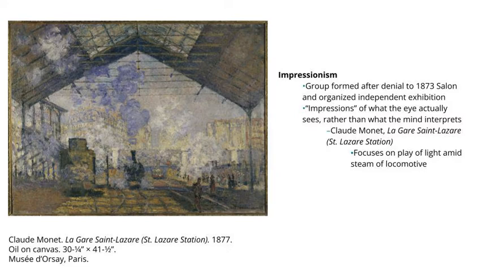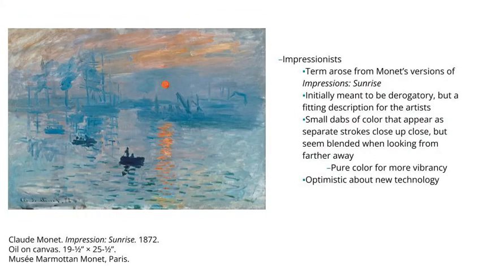So, for example, probably the most famous Impressionist is Claude Monet. And right now we are looking at his piece, Saint Lazare Station, which focuses on the play of light amid steam of locomotive. Now, the term Impressionism actually arose from Monet's series of paintings called Impression Sunrise. He had different versions of this. This is the main Impression Sunrise that we're looking at right now.